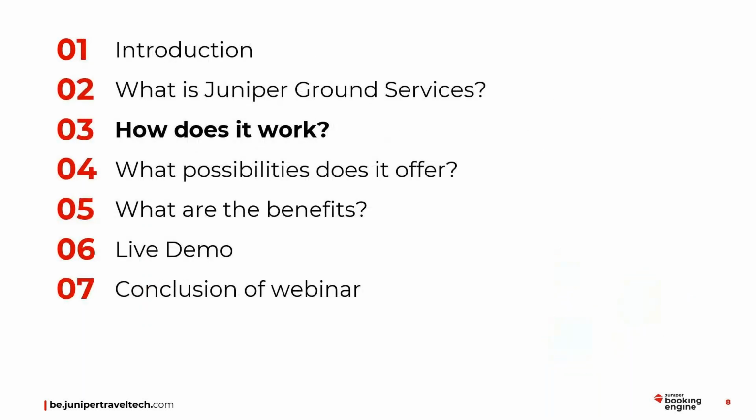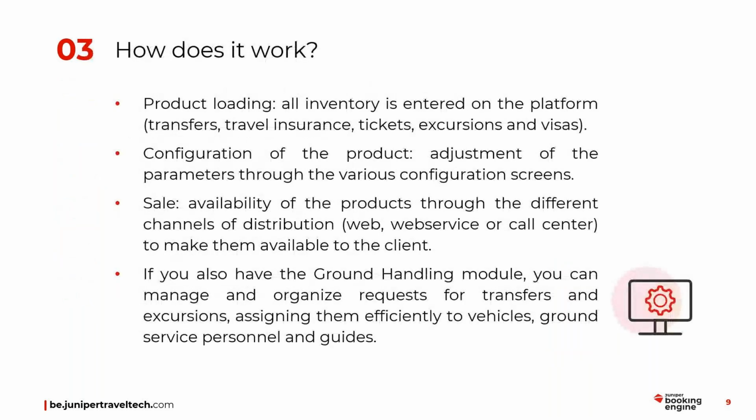And how does it work? Initially, the product must be loaded, where the entire inventory is created for transfers, tours, excursions, tickets, travel insurance, and visas. Then the product configuration and the parameter adjustments are carried out through the various configuration screens. And finally, there is a sale, which refers to the product's availability through each distribution channel, which ensures the product is available to your customers. Additionally, if the ground handling module is available, you can assign services to vehicles, ground services personnel, or guides to optimize your daily operations, controlling everything from a single system.